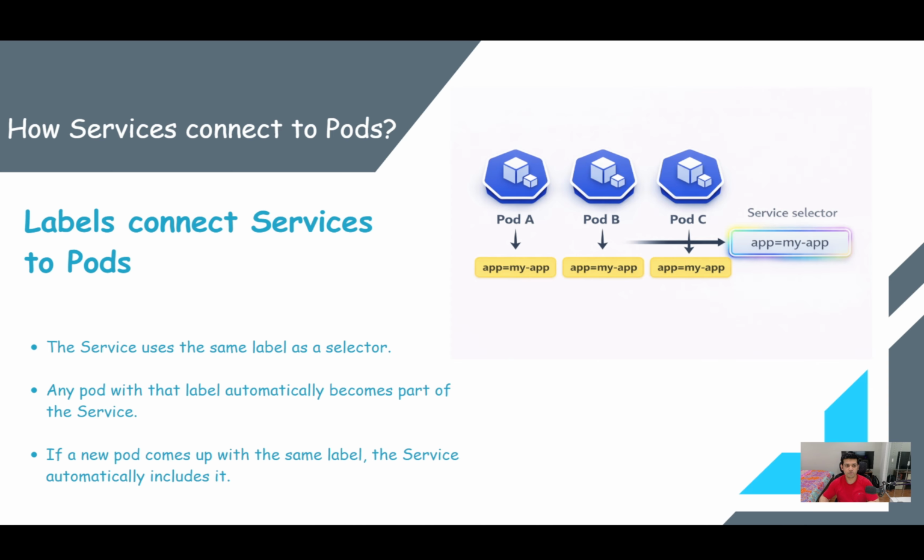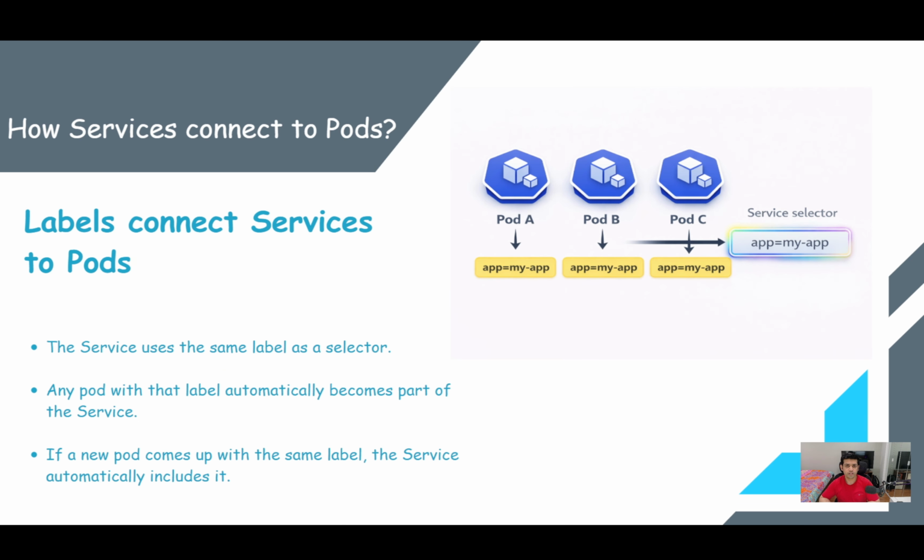Now the question is, how does a service know which pods belong to it? And the answer is labels. Pods have labels and services have selectors. So like we can see here, our pod has a label app equal to my app. The service uses the same label as a selector. Any pod with that label automatically becomes part of that service. If a new pod comes up with the same label, the service automatically includes it. No manual configuration needed. This is how Kubernetes dynamically connects traffic to pods. Don't worry much about how pods get connected to services. We will do a deep dive into this in the demo section.